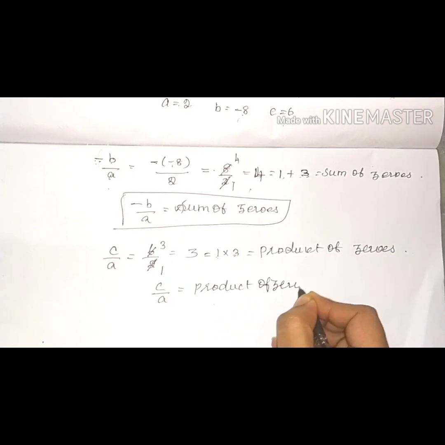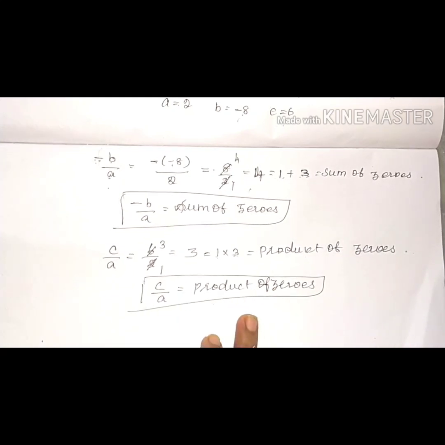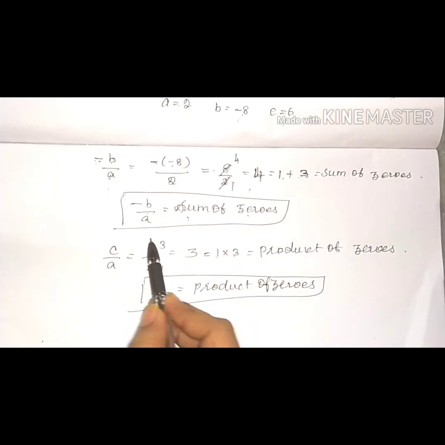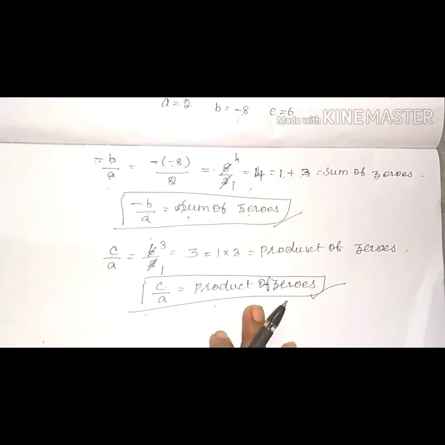Now we derived the formula for the relationship between zeros and the coefficient of the polynomial for the quadratic equation. Sum of zeros equal to minus b by a and product of zeros equal to c by a. These two formulas are very important to solve exercise 2.2.